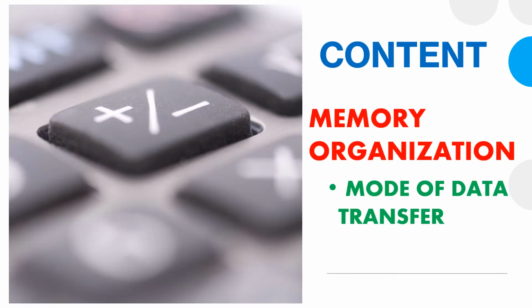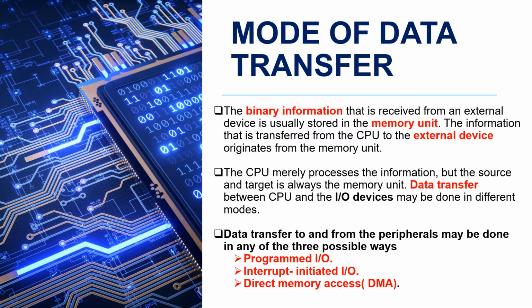Today we are going to discuss memory organization. The topic that's going to be covered is mode of data transfer. The binary information that is received from an external device is usually stored in the memory unit. The information that is transferred from the CPU to the external device originates from the memory unit. The CPU merely processes the information, but the source and target is always the memory unit.